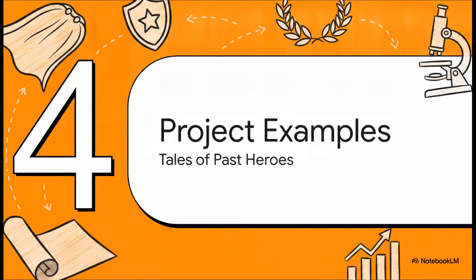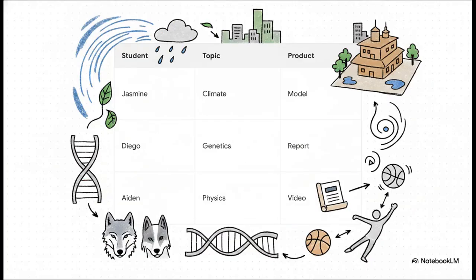Okay, moving into Section 4, Real-World Project Examples, Tales of Past Heroes. Now, what's really interesting about this slide is the clear pattern of success these past students followed. They simply matched their personal passions with science. Take Jasmine, for example. She really cared about the climate, so she connected the science of urban flooding and temperatures by building a physical model city to actually test water runoff.